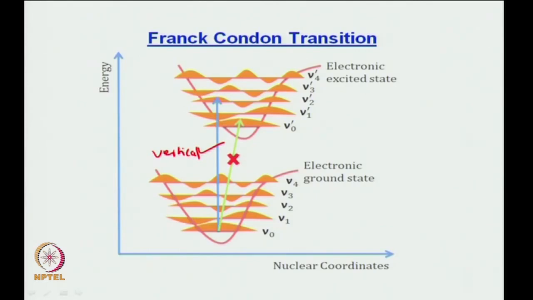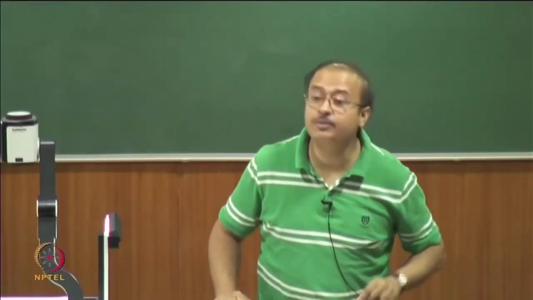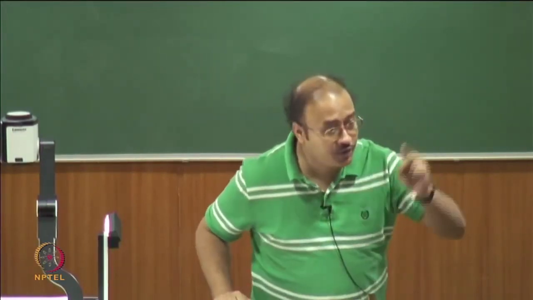In the ground electronic state, you have vibration levels. So, V0, V1, V2. In the excited electronic state, you also have vibration levels. You have to have, right? Now, if you are talking about the ground electronic state, which vibration level would be most populated? It would be V0. Based on room temperature, based on thermal energy, based on Boltzmann population, the major share of the molecules would be in V0. That means, whatever transition you are looking at from the ground state would essentially happen from V equal to 0.